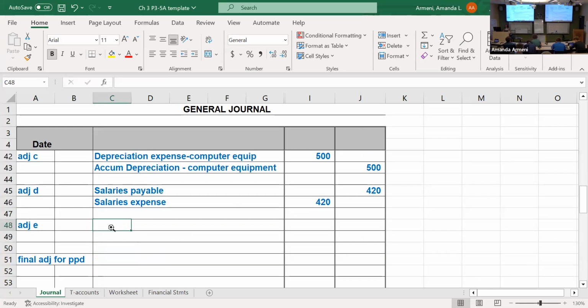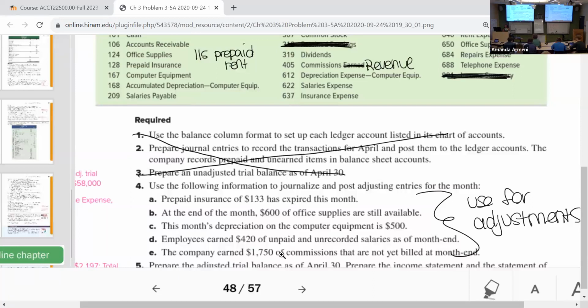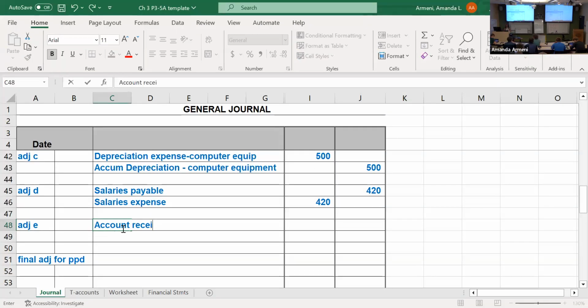Adjustment E. The company earned $1,750 of commissions that we just didn't bill the customer for yet. So we did the work, we just haven't gotten the money for that work. We do journal entries like that all the time, right? You perform a service for a customer, but they don't pay you. That's not really new in chapter 3. We've done that before, okay?